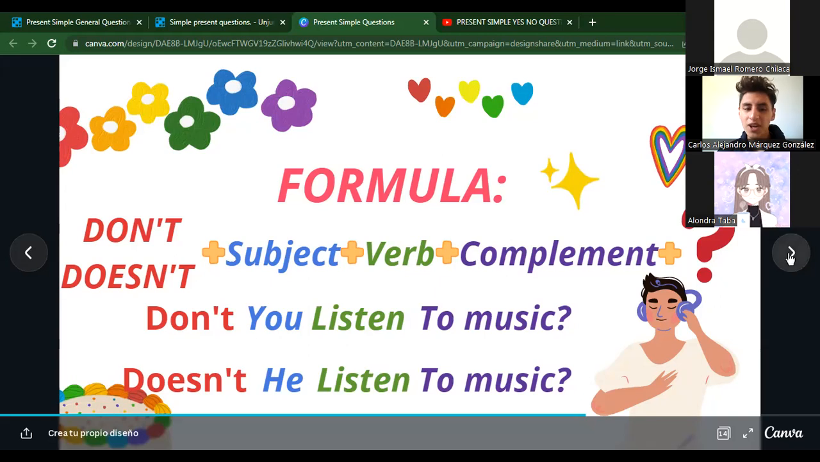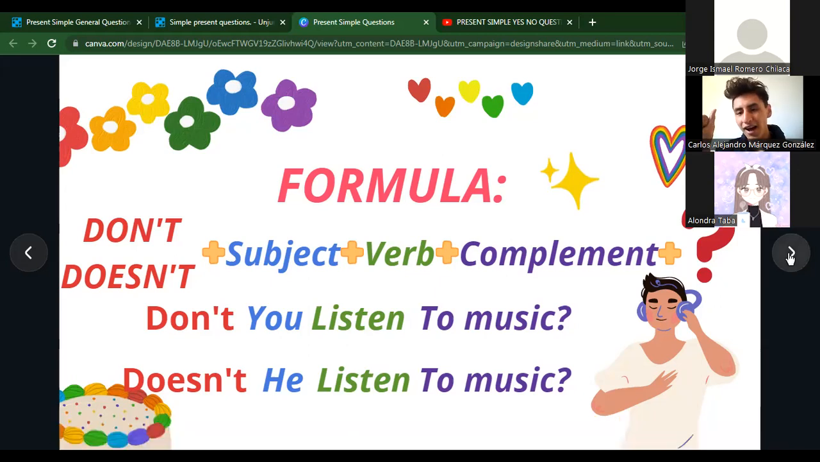Okay. So we use don't for I, you, we, they, okay? We use doesn't for he, she, and it, okay? Please don't forget about taking notes in your notebooks, okay?